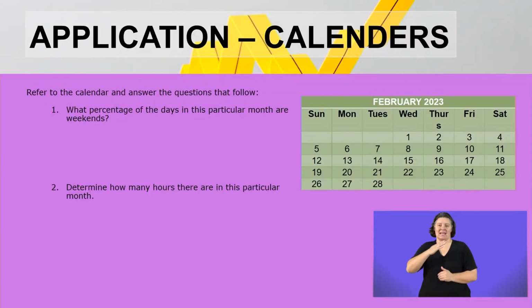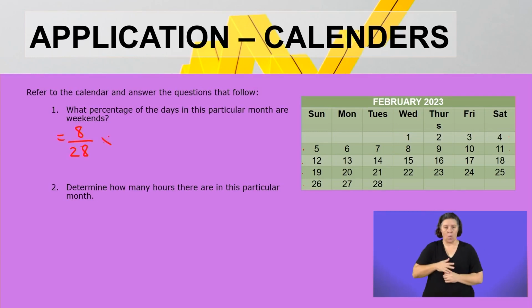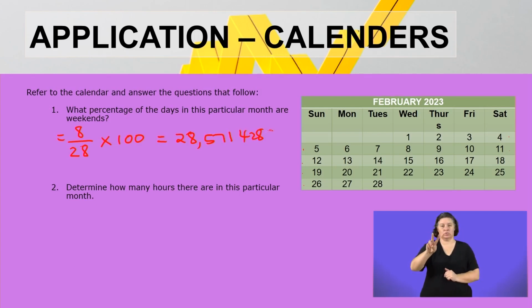All in all, I have 28 days, right, in this month of February. So if I count out how many weekend days, it's 1, 2, 3, 4, 5, 6, 7, 8. So therefore, I will say equals 8 out of a possible 28 days. Since I want a percentage, I will multiply that by 100. So I'm going to type in 8 divided by 28 multiplied by 100. That should give you now 28.57142857, and remember, this is a percentage.